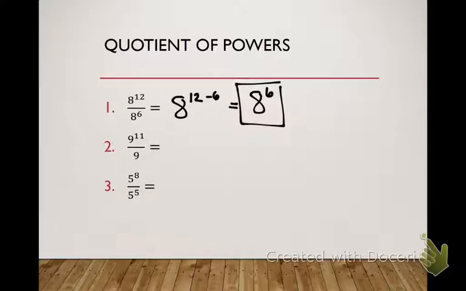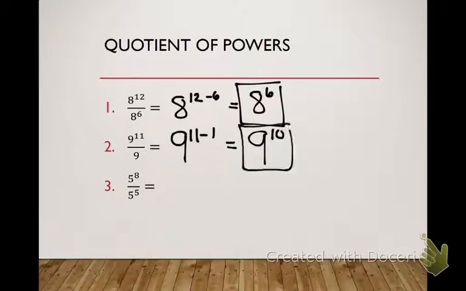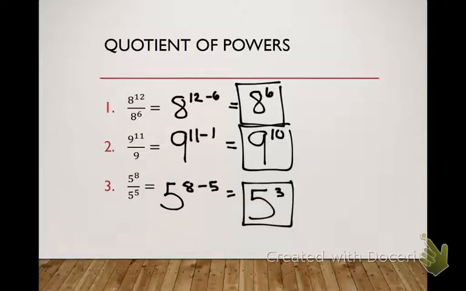All right, so go ahead and divide the other two, okay? So 9 to the 11th power minus what? 1. Minus 1, because there's nothing there. 9 to the 10th power. On number 3, 5 to the 8th power minus 5 is 5 to the 3rd power. Quotient of powers. All right, now if I'm doing quotient of powers with variables, I still treat it the same way.